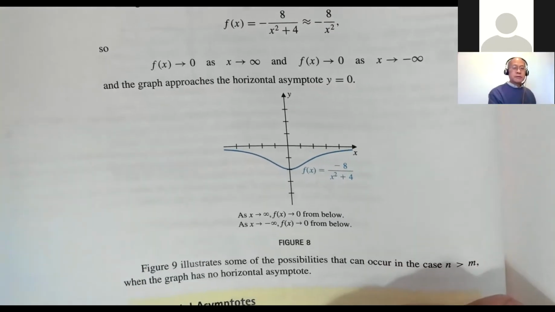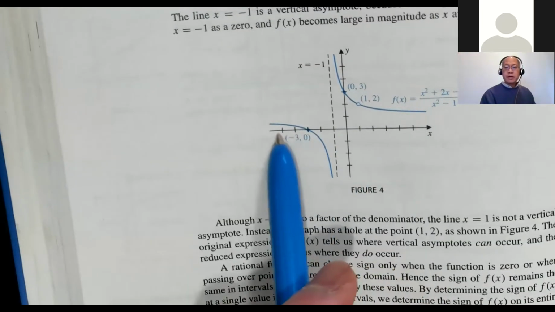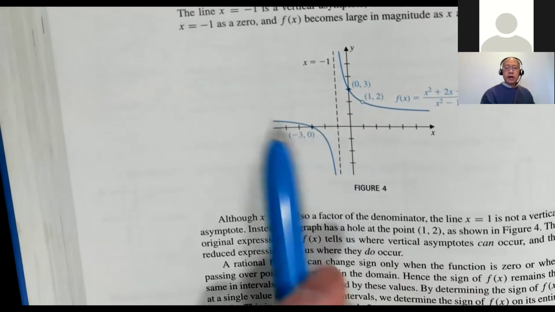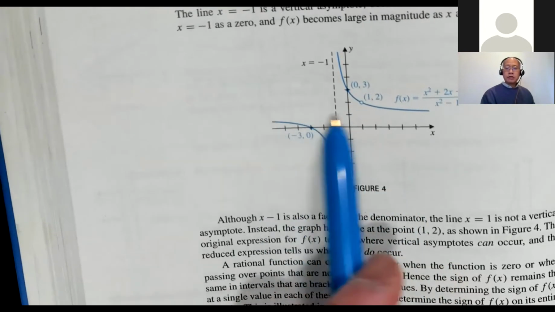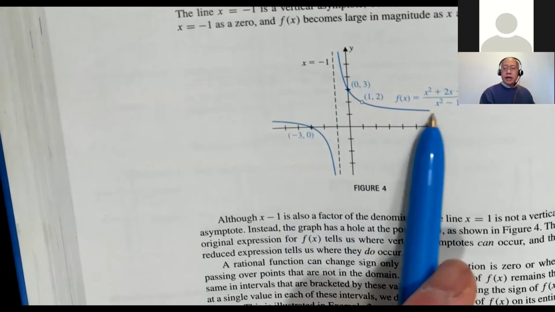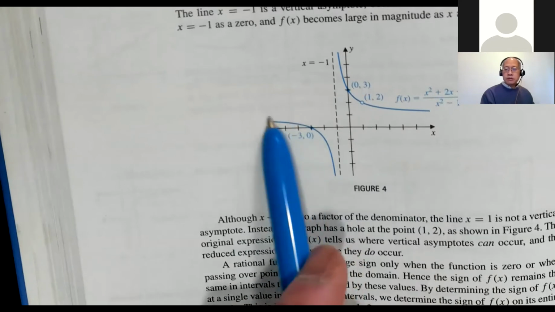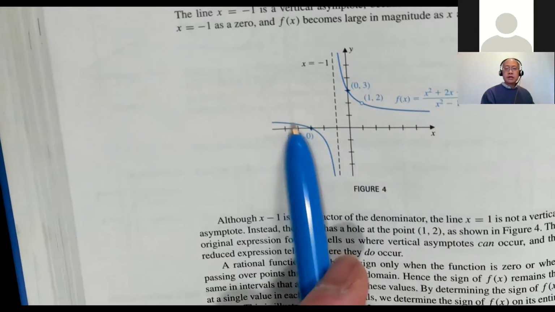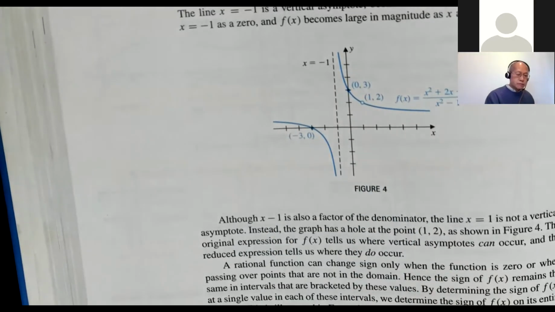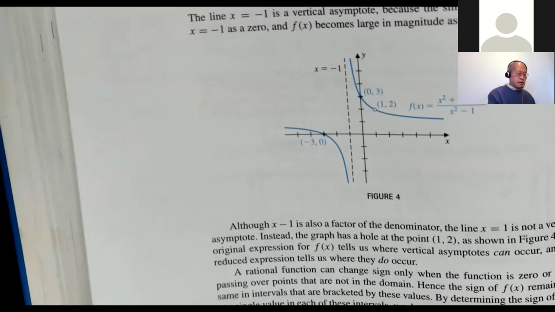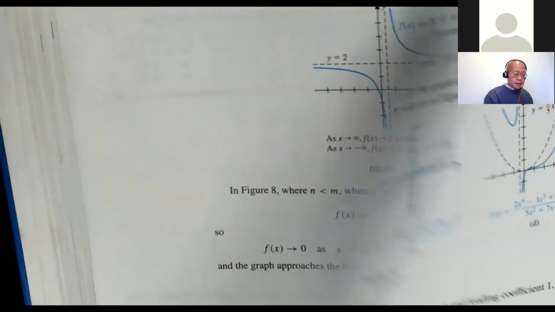So you could have vertical asymptotes. You could have horizontal asymptotes. You could have both. This looks like a situation where you have both. It looks like you have a vertical asymptote, and it looks like you also have a horizontal asymptote. It looks like when x goes way out to the right or way out to the left, you're getting real close to y equals 1, something like that. So that's what we're up against.